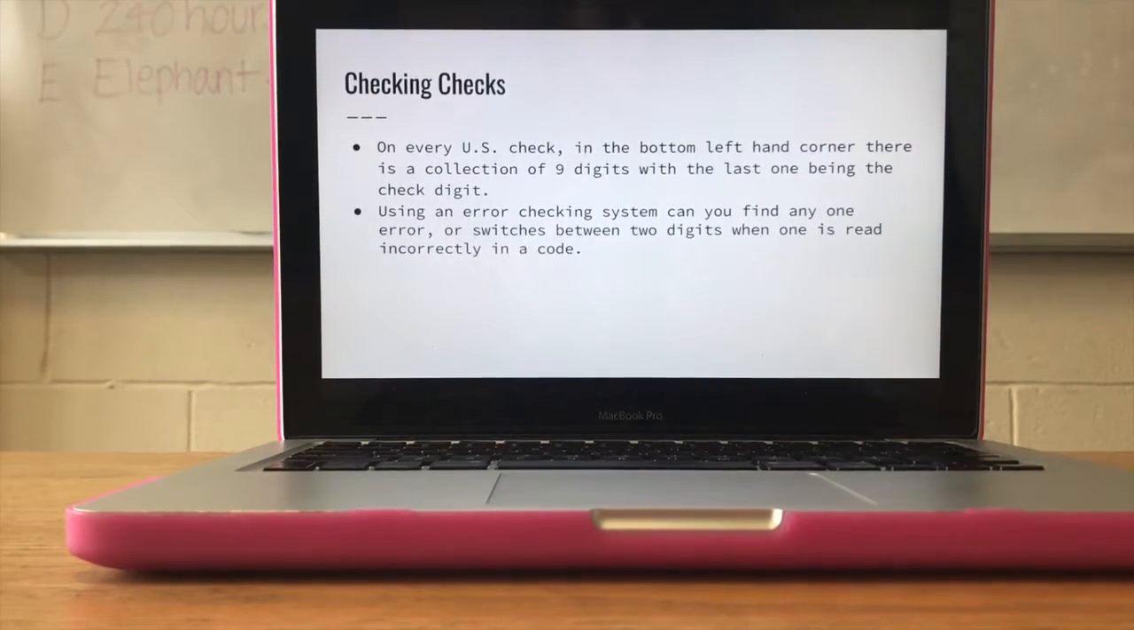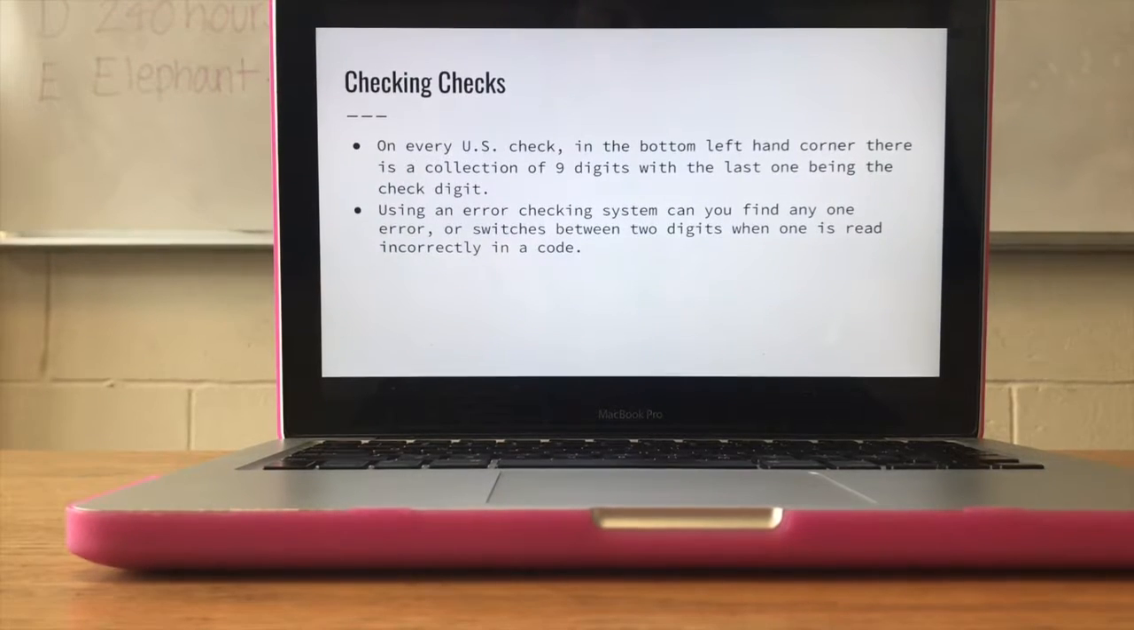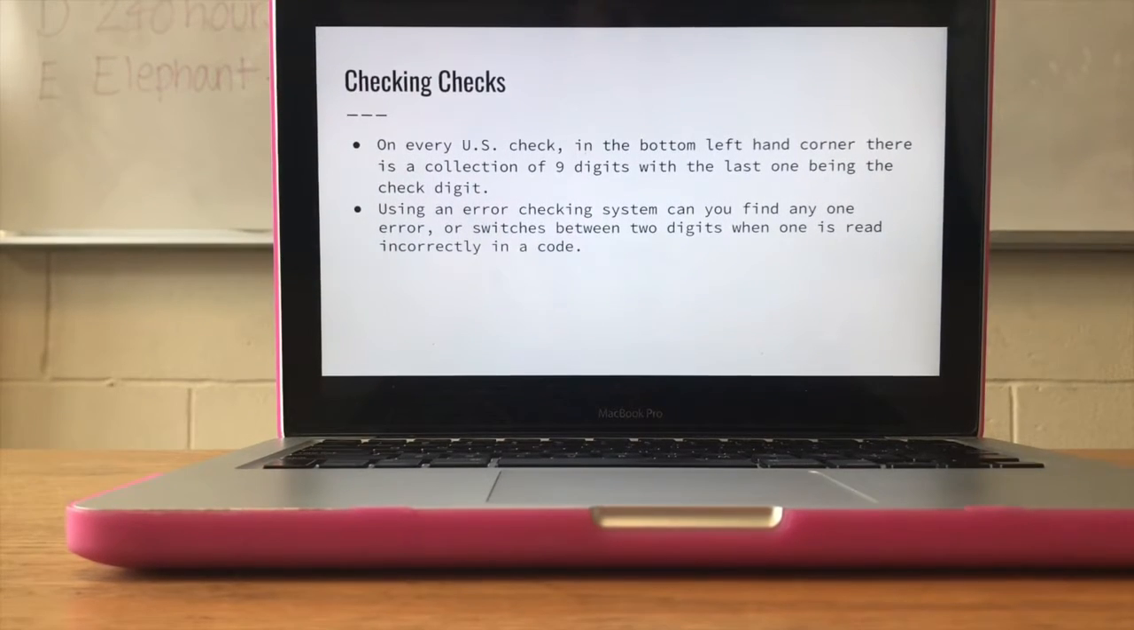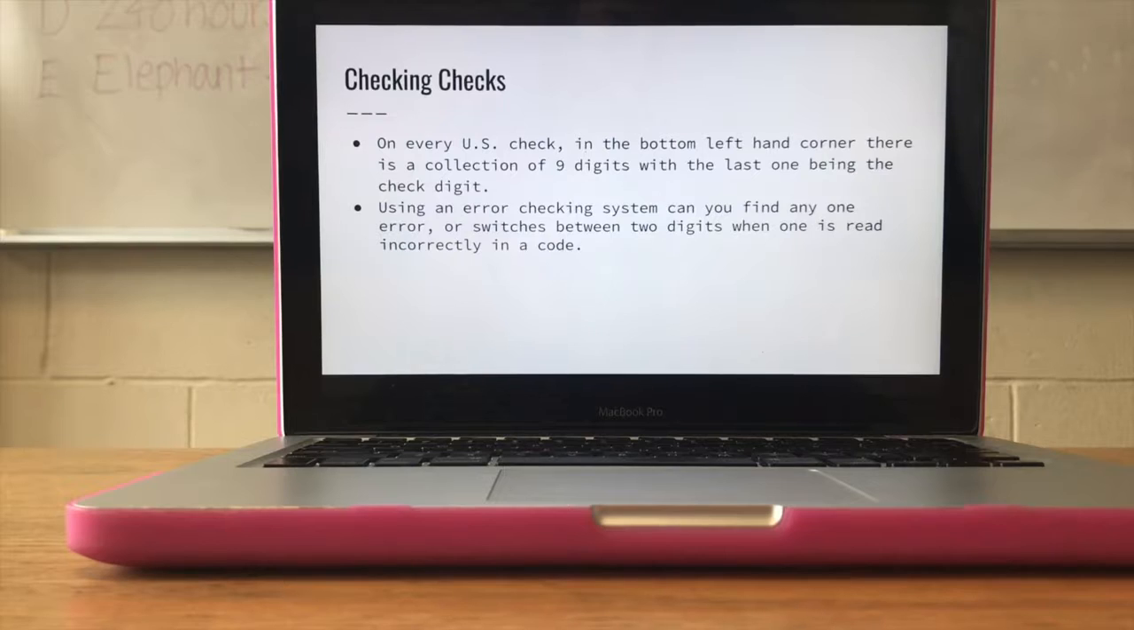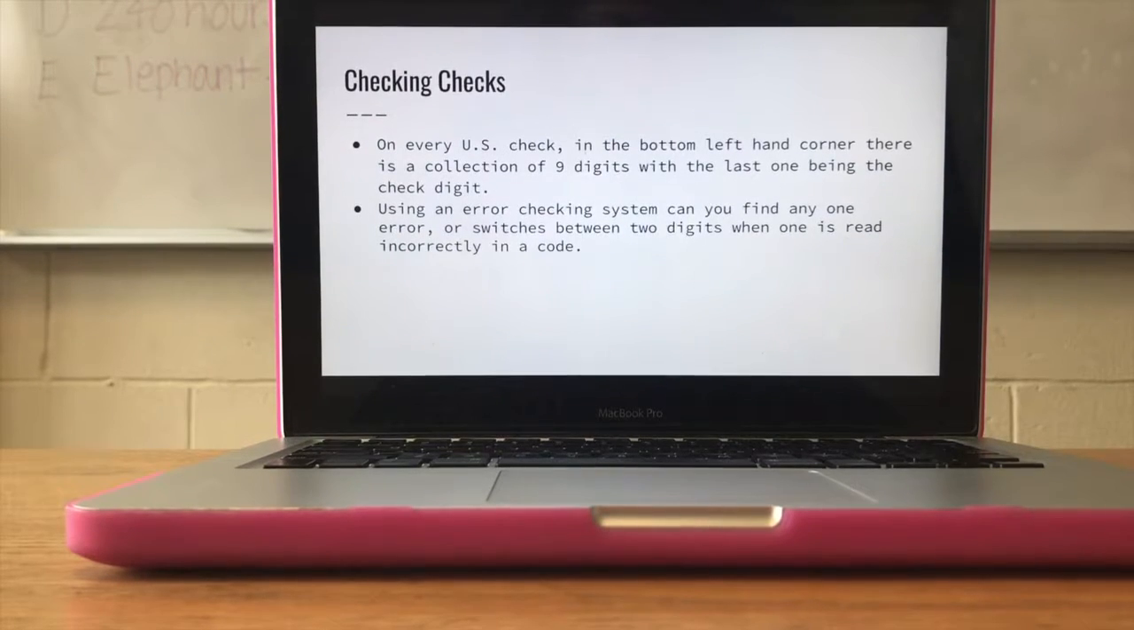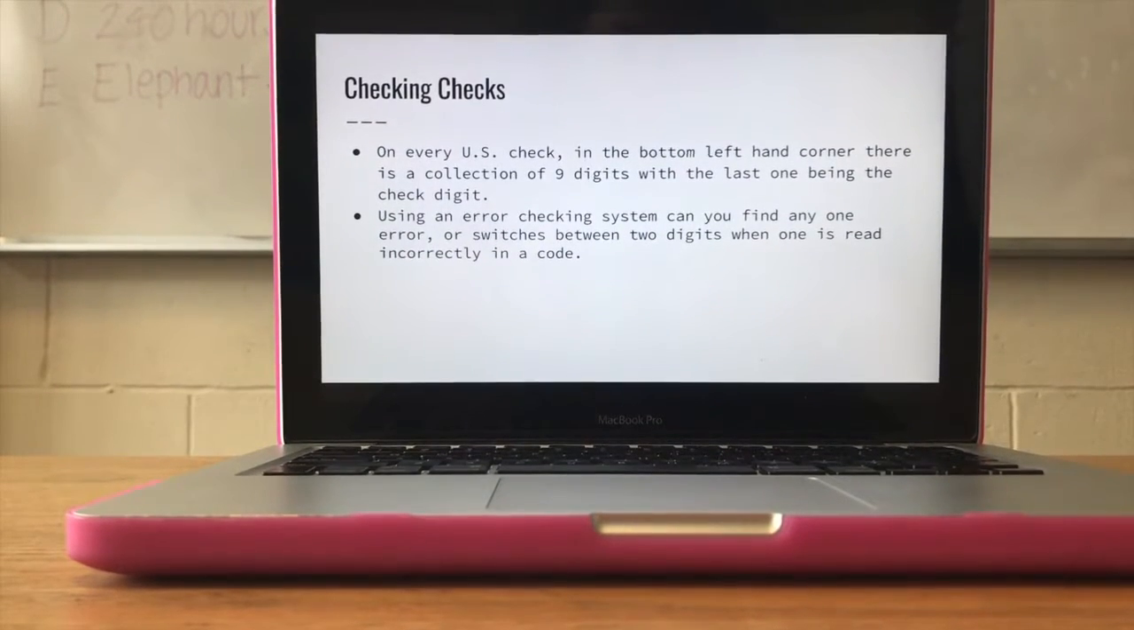Checking checks. On every U.S. check, in the bottom left-hand corner, there is a collection of 9 digits, with the last one being the check digit. Using an error checking system, you can find any one error or switches between 2 digits when one is read incorrectly in a code.